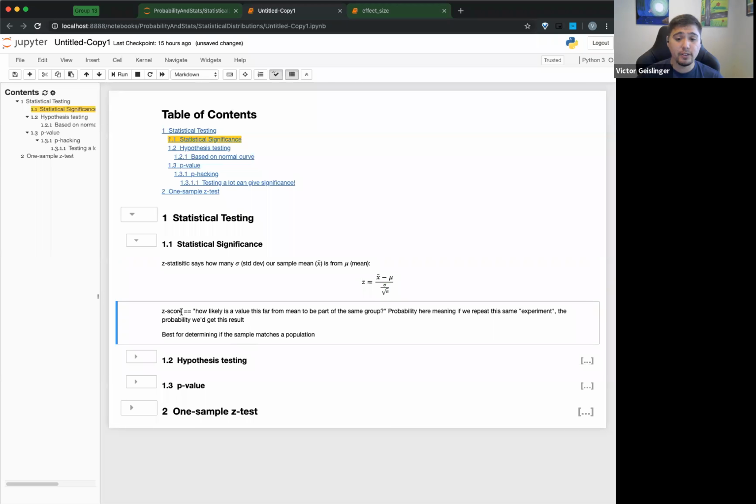You can think of our z-statistic as really saying how likely it is that the population differs from our sample. I think this is actually not phrased well, but imagine we took a random sample of people and we're going to compare it with this population. Does this group of people, this sample, actually belong to this population, or is this some weird subset of people?